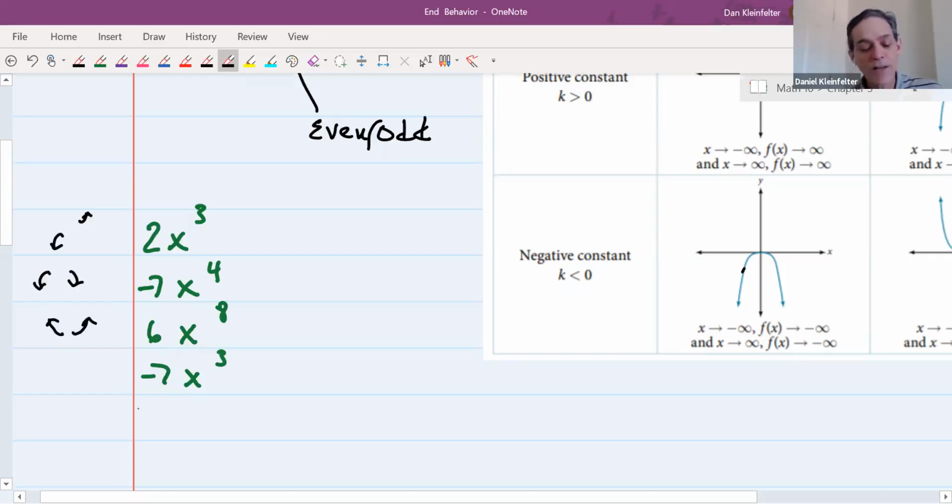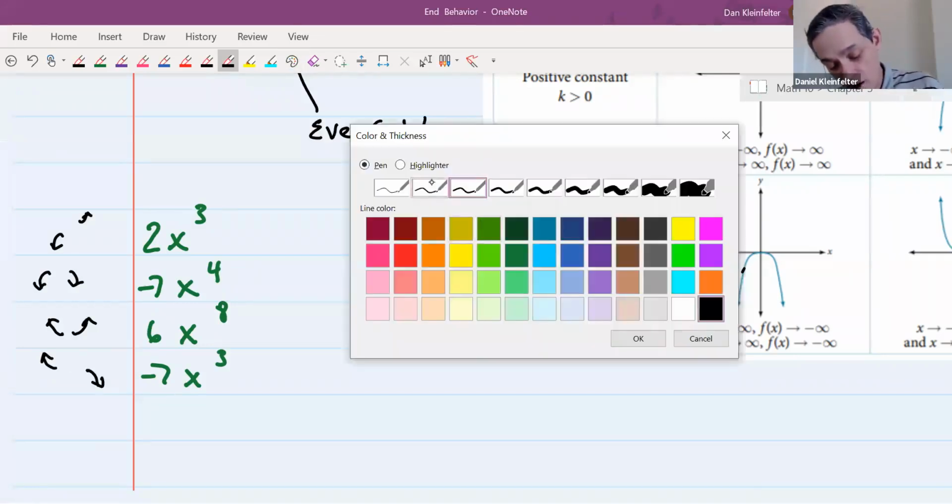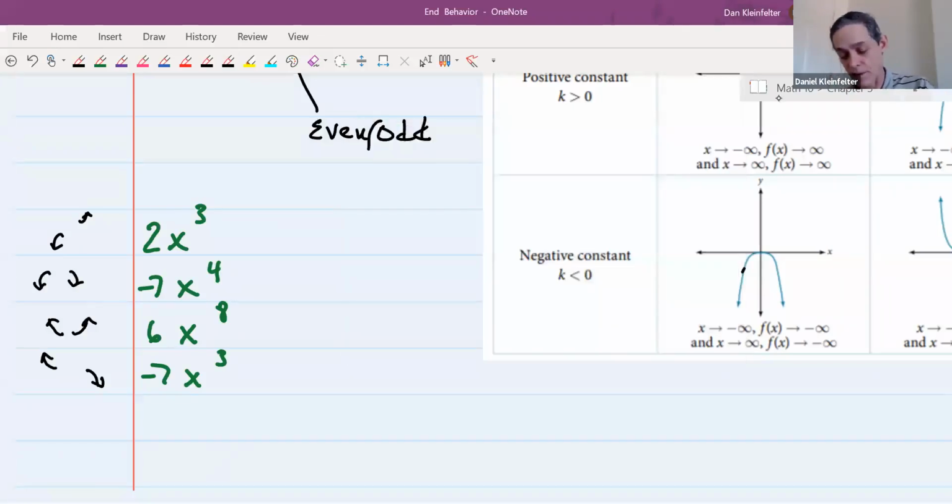Finally, negative 7x cubed, this will be both ends doing different things because it is an odd exponent, and since it's negative, the right will be down and the left will be up. All right, so I want to add to that the arrow notation that we were describing. So let's see how that will look.